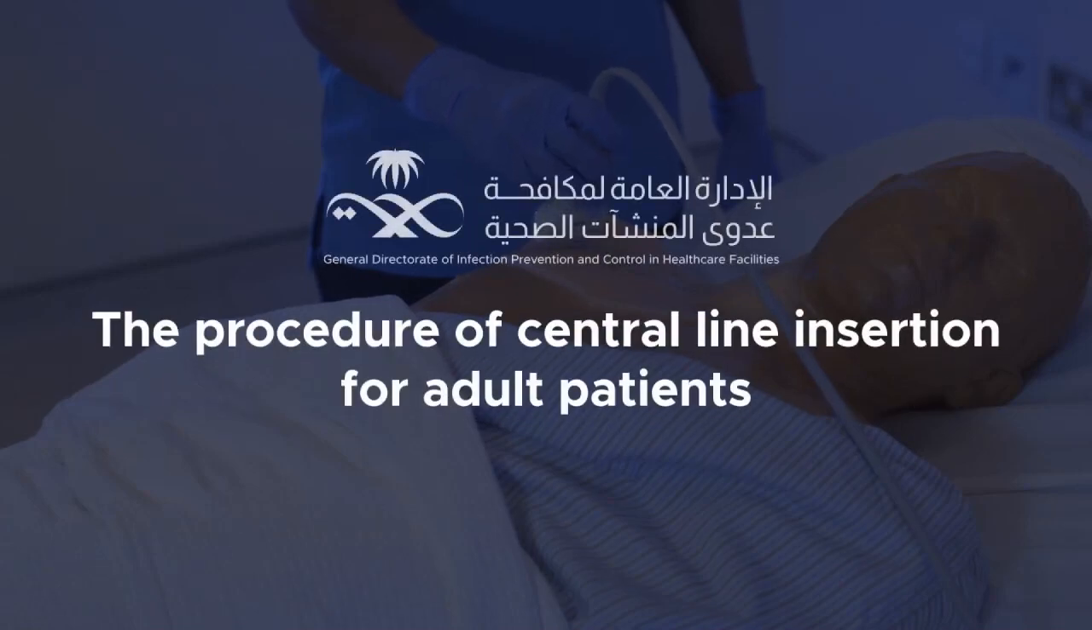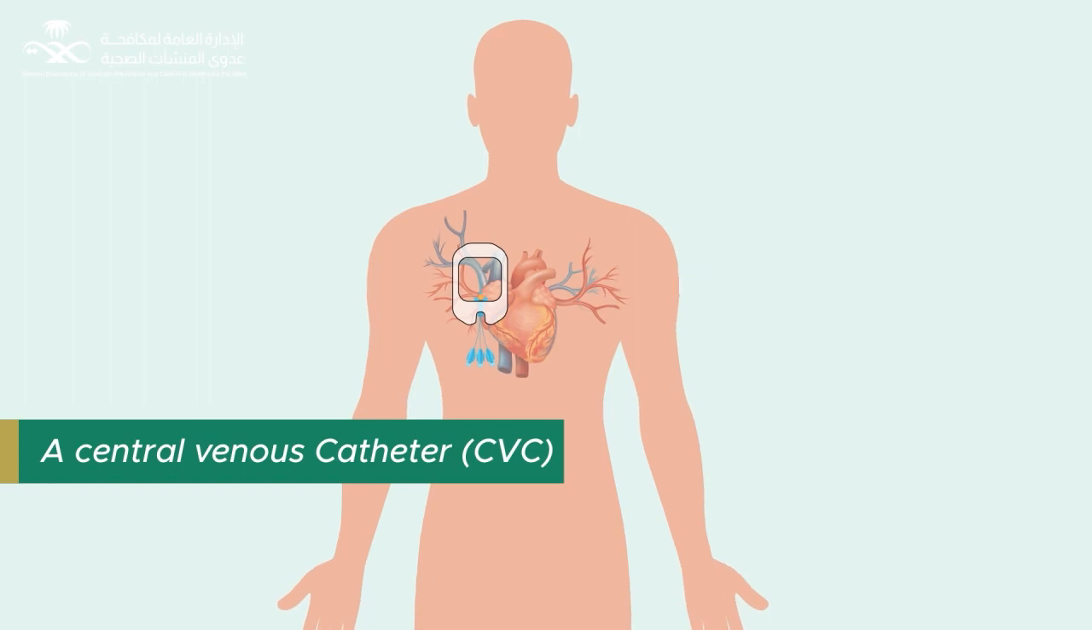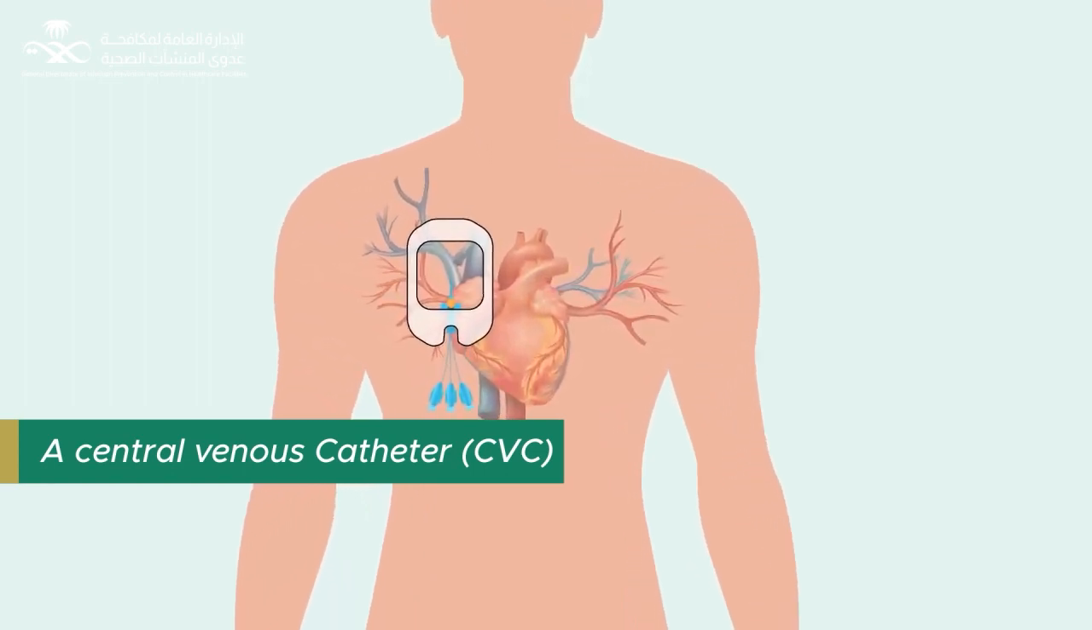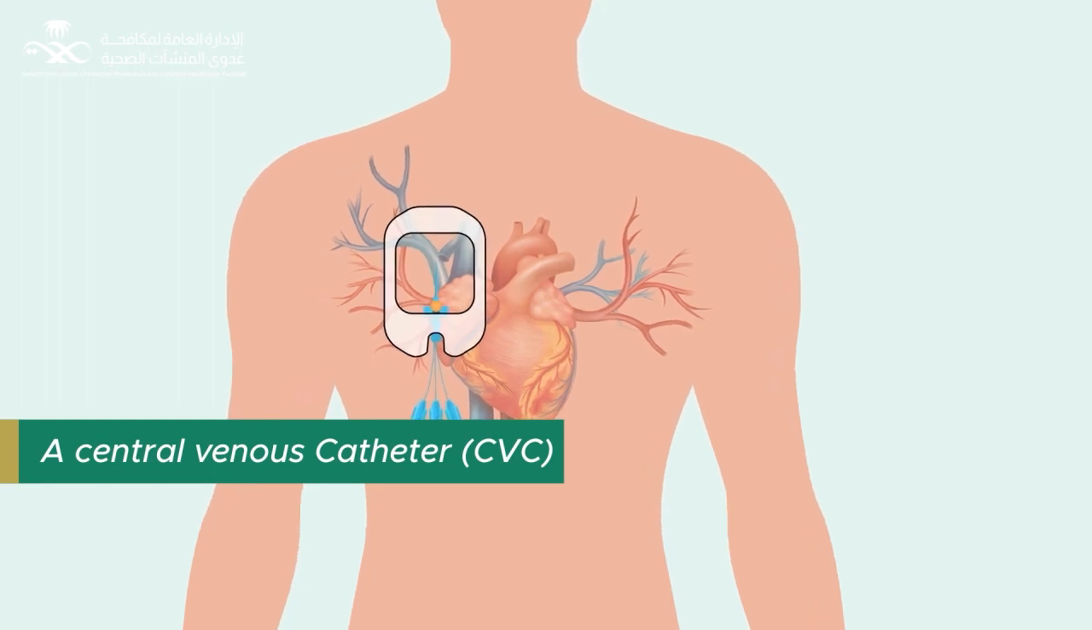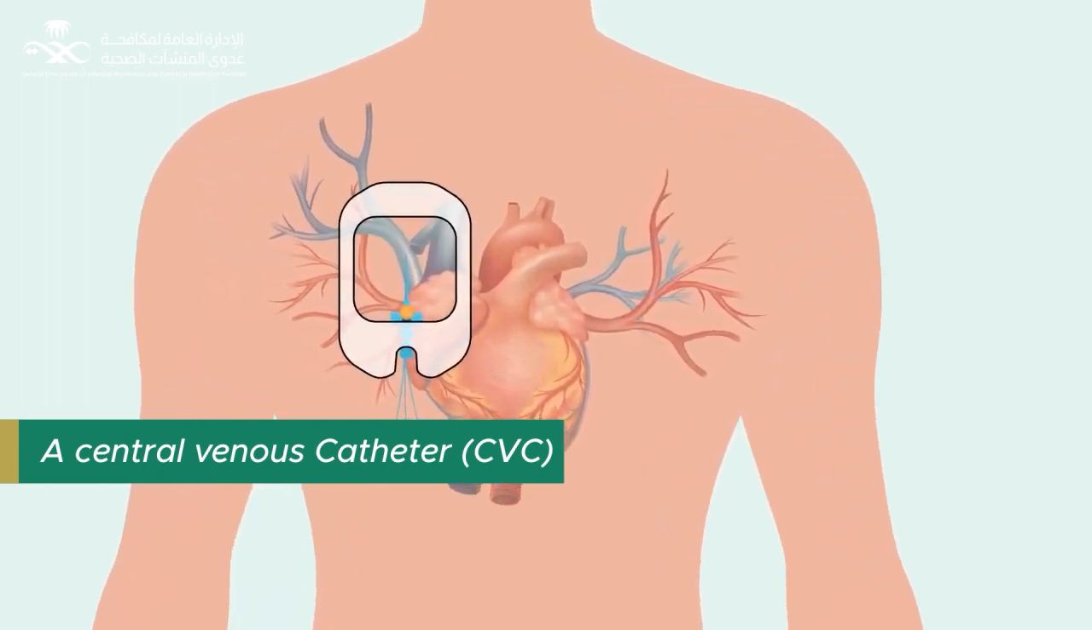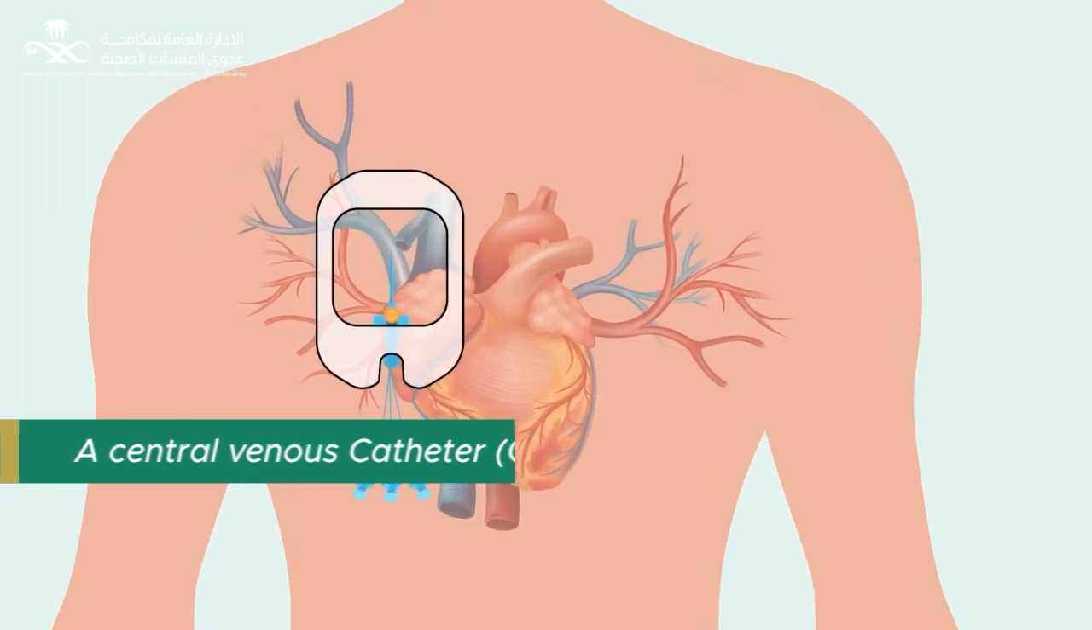The procedure of central line insertion for adult patients. A central venous catheter is an intravascular catheter that terminates in one of the large veins close to the heart and is used for acute infusion of large volumes of fluid, long-term infusion, withdrawal of blood, or hemodynamic monitoring.